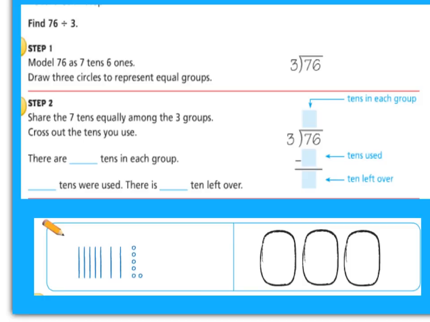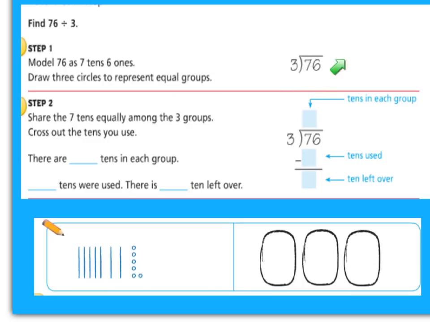Let's look at another problem. 76 divided by 3. So we're going to use the same modeling in order to do this. So we're going to model 76 as 7 10s, as you can see below, and 6 1s. And here are 3 circles to represent the 3 equal groups. So now we're going to share those 10s equally among the 3 groups. Now here you'll see 76 divided by 3 and 76 divided by 3. These are both ways to write 76 divided by 3.